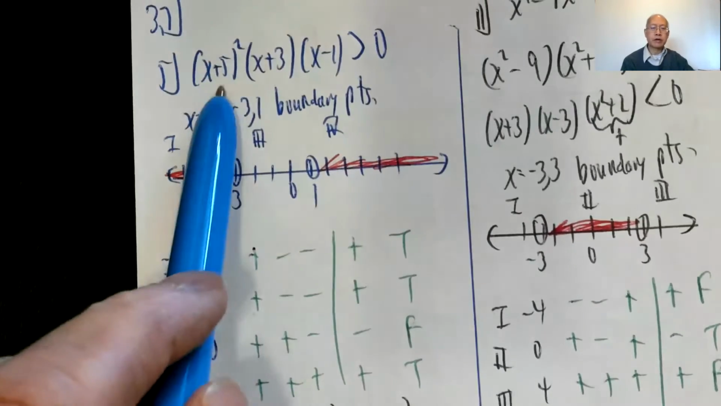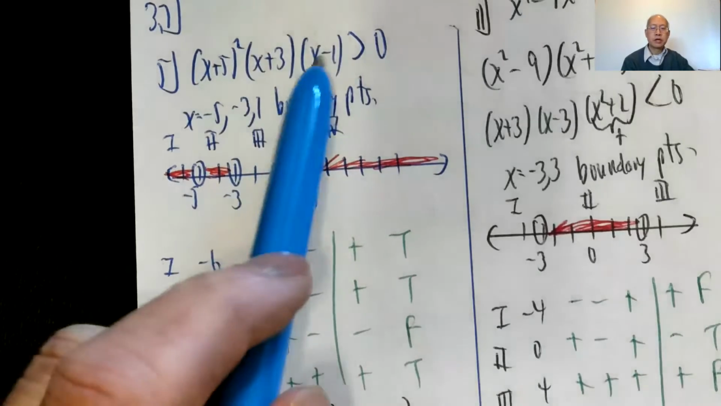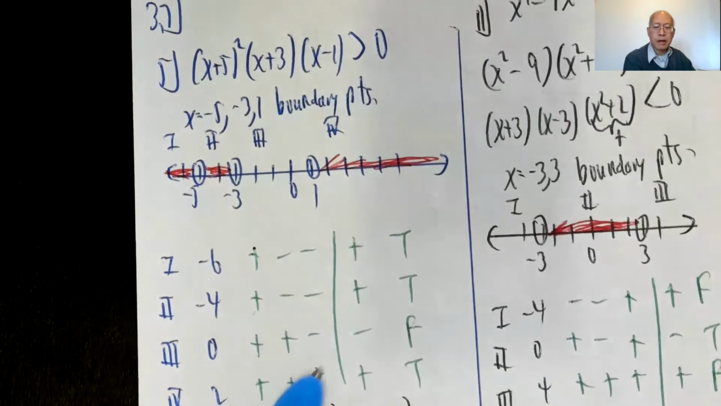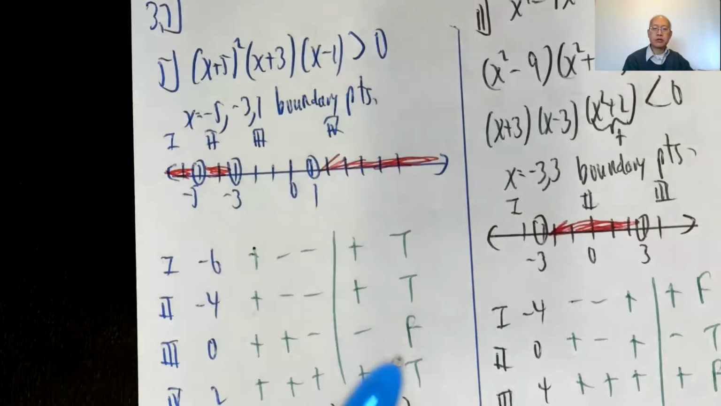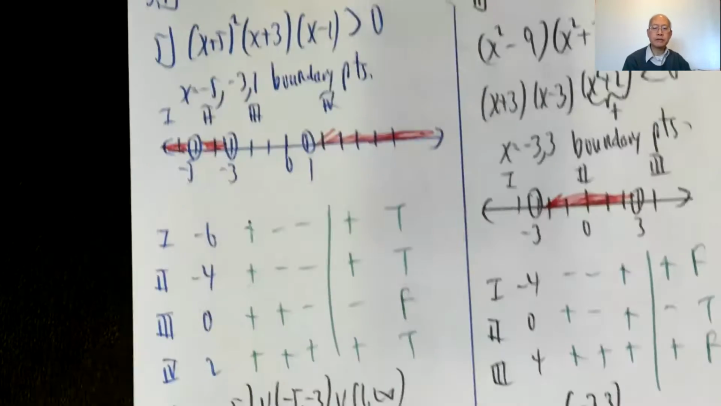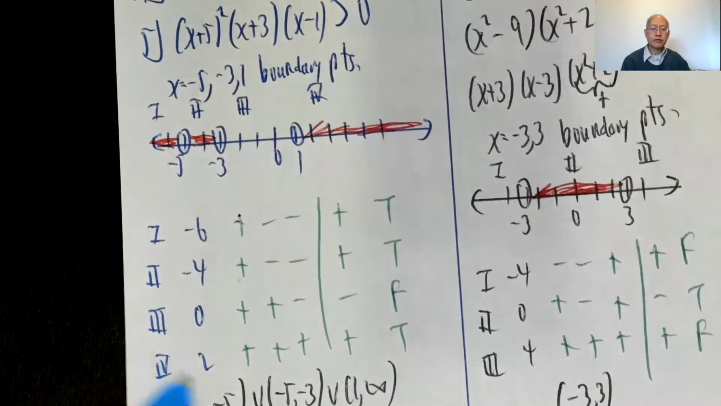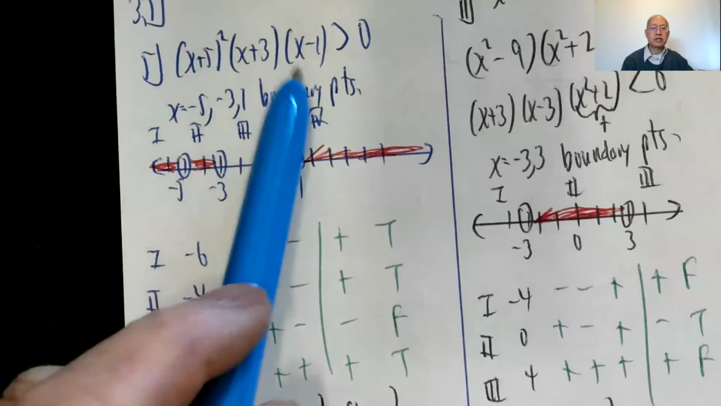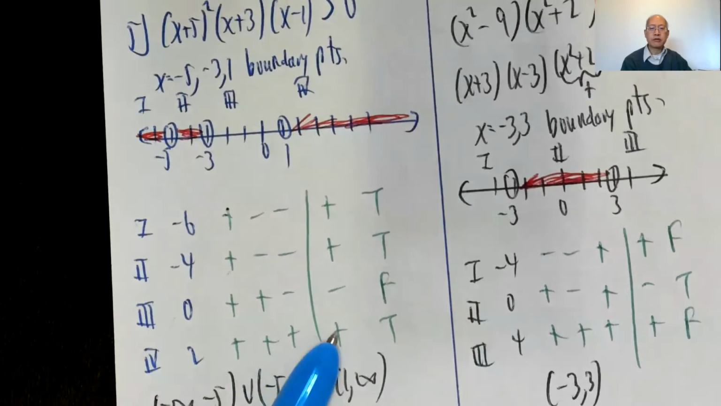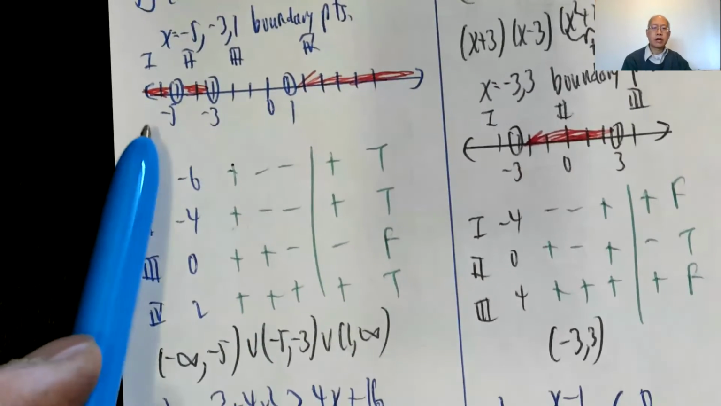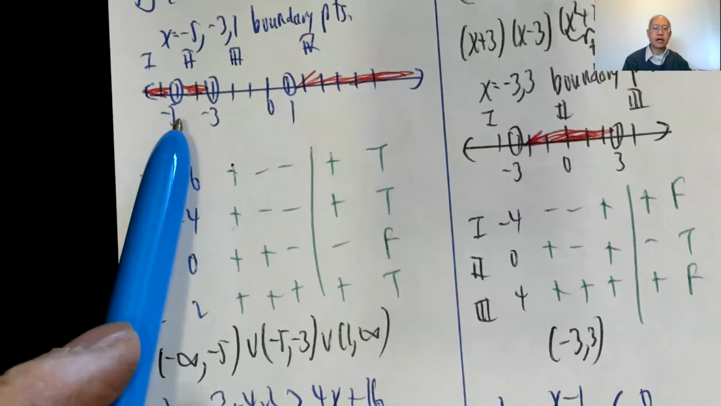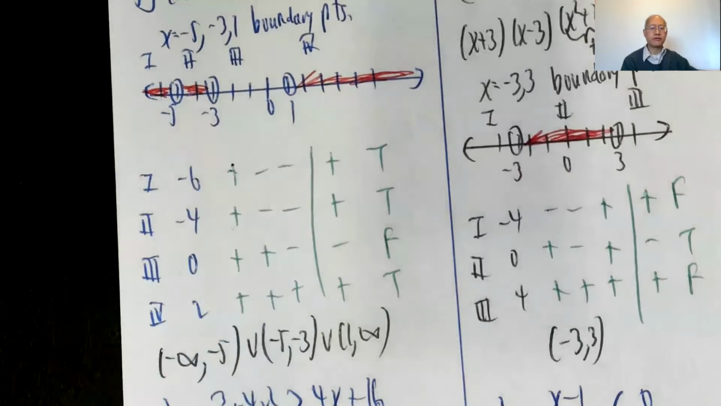Region 3 is 0. That's already positive. 0 plus 3 is positive. 0 minus 1 is negative. Multiply them all together, you get a negative. Negative greater than 0, that's false. Do not shade in region 3. Finally, region 4, 2. Positive, positive, positive. They're all positive. Positive greater than 0, true. So the only false region is region 3. So I'm going to have negative infinity, -5, union -5, -3, union 1 to infinity.